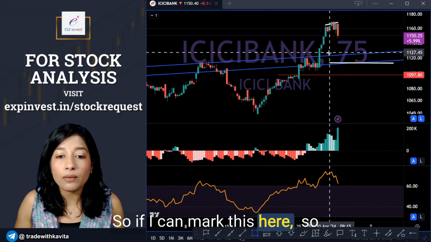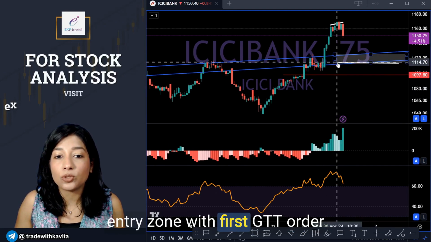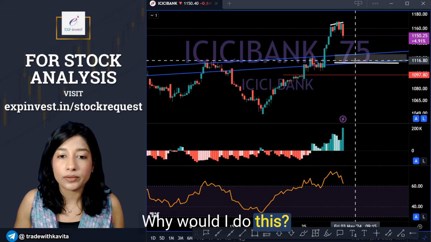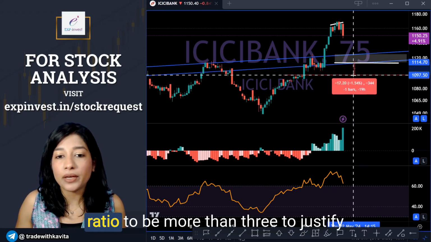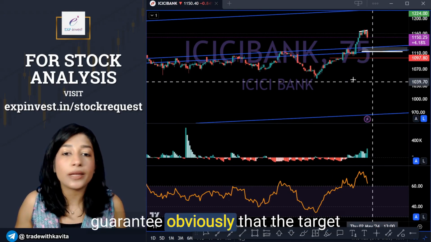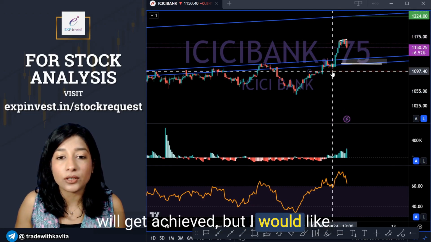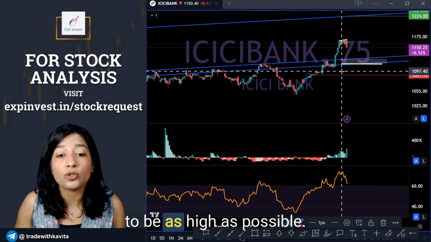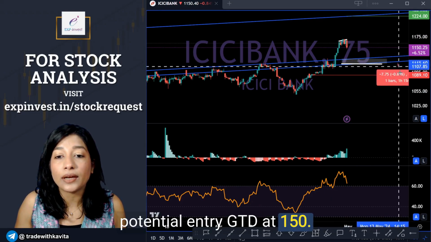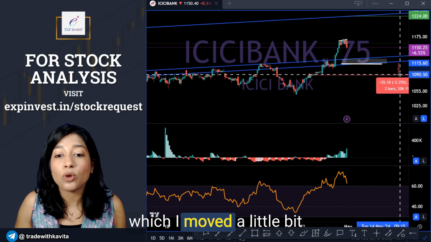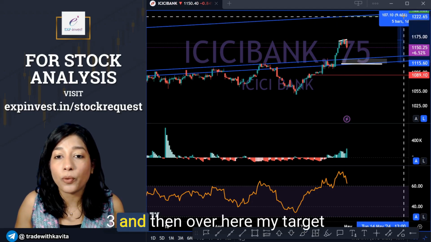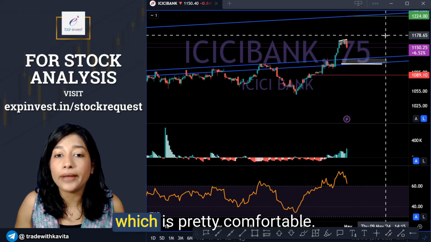So if I can mark this here, this would be my potential entry zone with the first GTT order set at around 1115, 1114 level. Why would I do this? Two things. Number one, I need my risk reward ratio to be more than 3 to justify this opportunity, because there is no guarantee obviously that the target will get achieved, but I would like my chances of success to be as high as possible. So over here, I would set a potential entry GTT at 1115. From there, my stop loss, which I've moved a little bit lower to 1090, is 2.3%. And then over here, my target is around 9 to 10%, which is pretty comfortable.